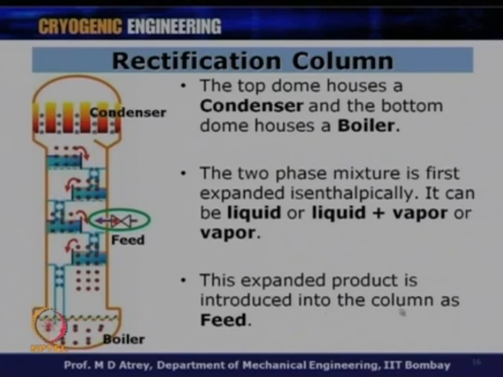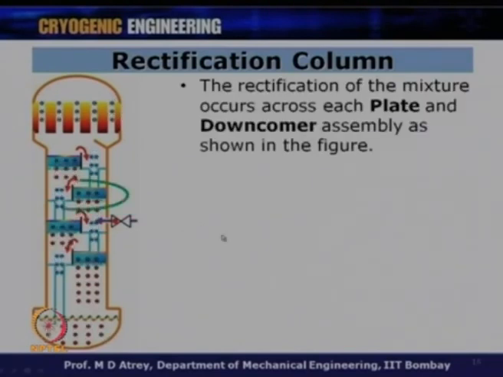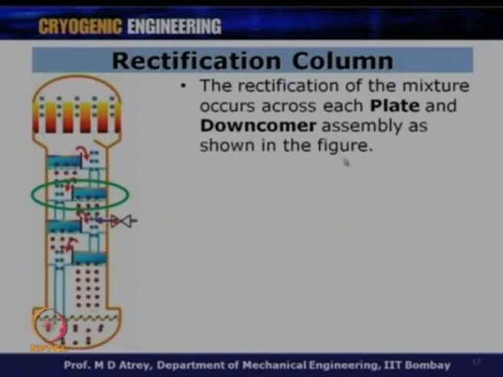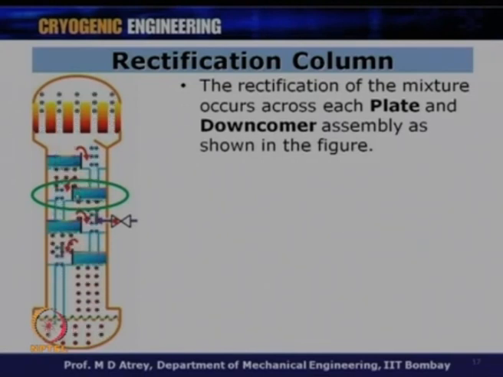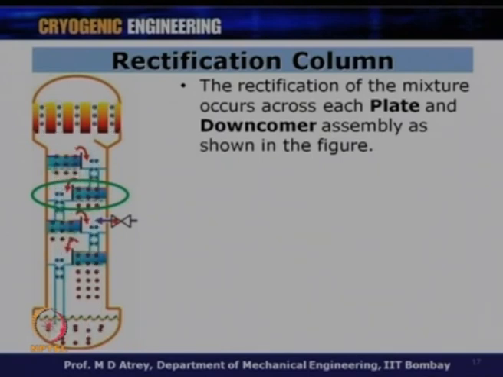This expanded product is introduced into the column as feed. So, the feed enters the column at this particular point. The rectification of the mixture occurs across each plate and the downcomer assembly as shown in this figure. In this column there are lots of horizontal plates, and on these plates you can see one particular height which is called the weir. As soon as the liquid height increases above a particular weir height, the liquid will come down. In every plate you have liquid at this point, and this liquid height is governed by the weir height. As soon as the liquid height goes beyond the weir, it comes down through this downcomer.